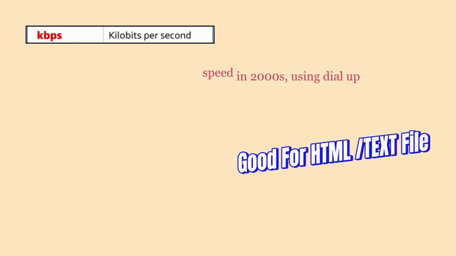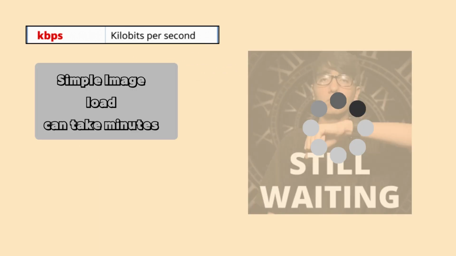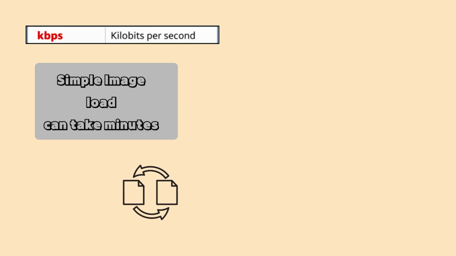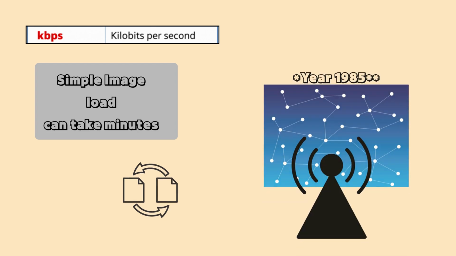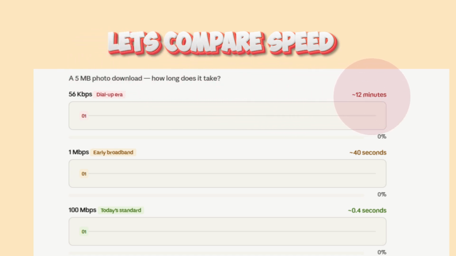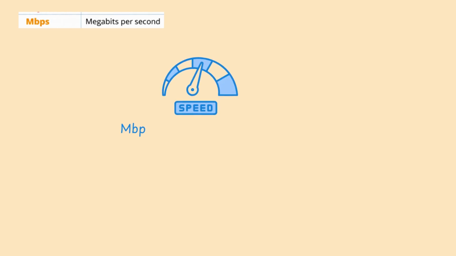At such speeds, even loading a single image could take noticeable time. Today, kilobits per second speeds still appear in weak network conditions or simple connected devices like sensors. It matters because it shows the starting point of internet evolution, reminding us how dramatically speed and capability have improved over time.